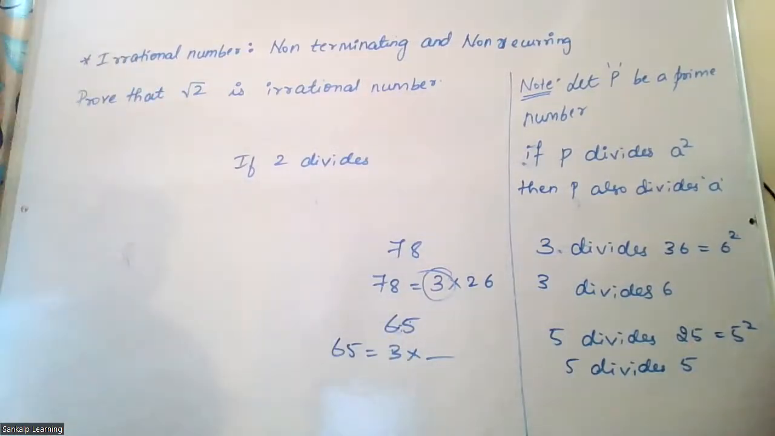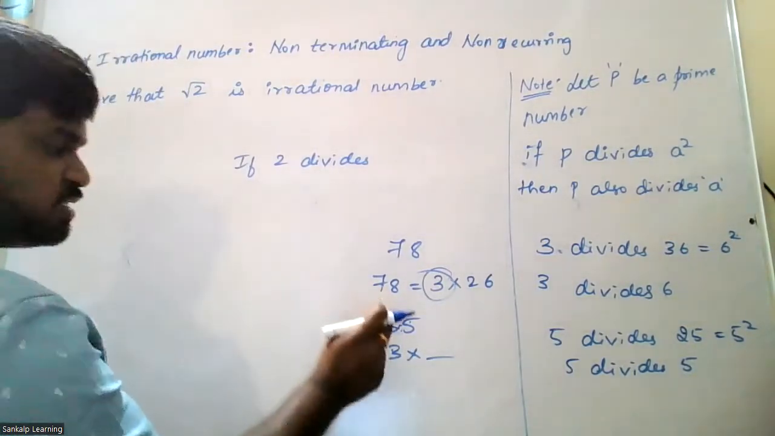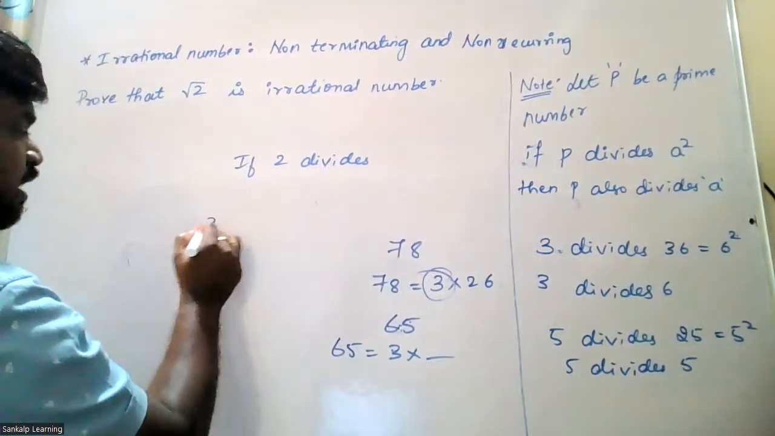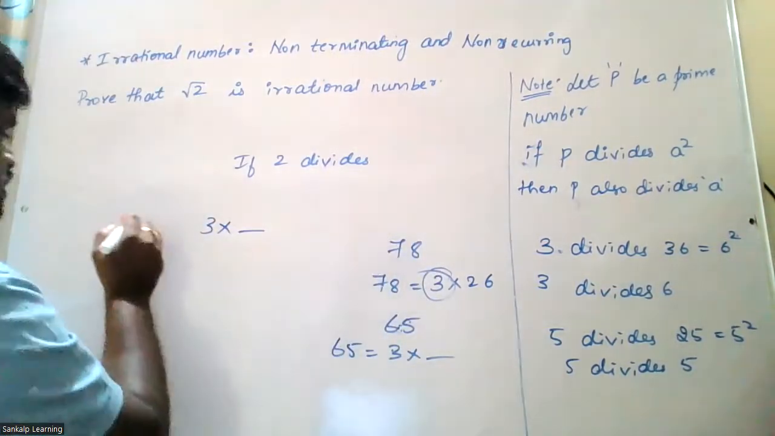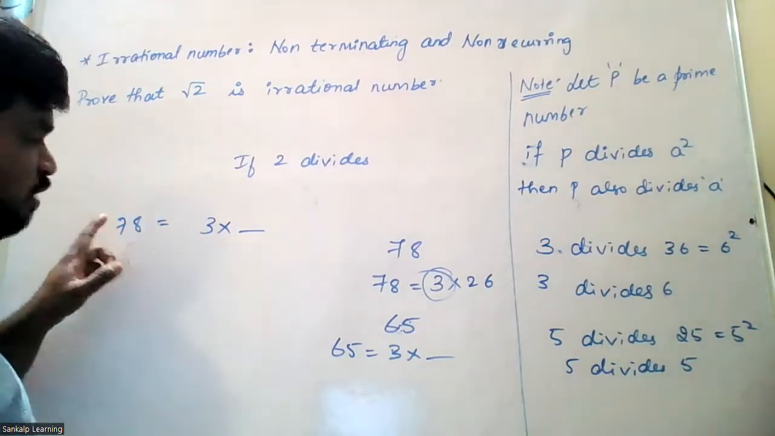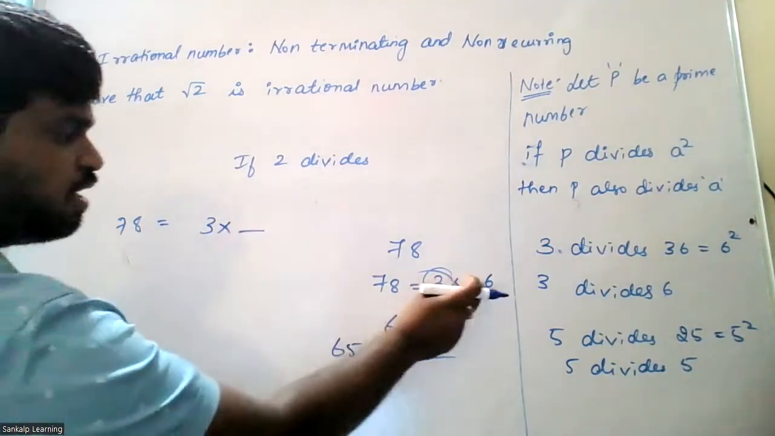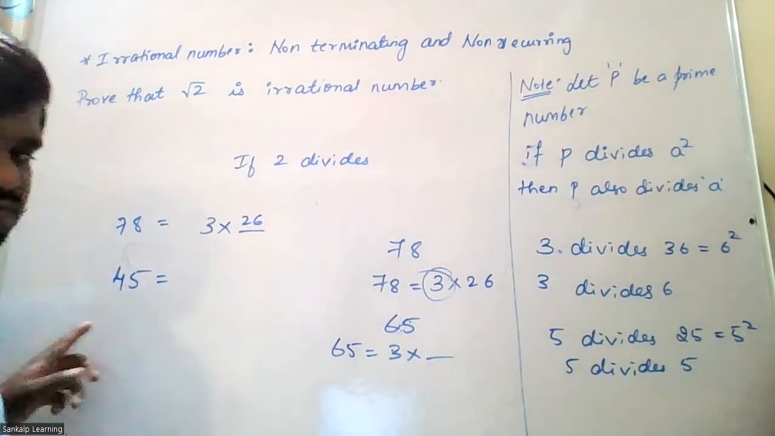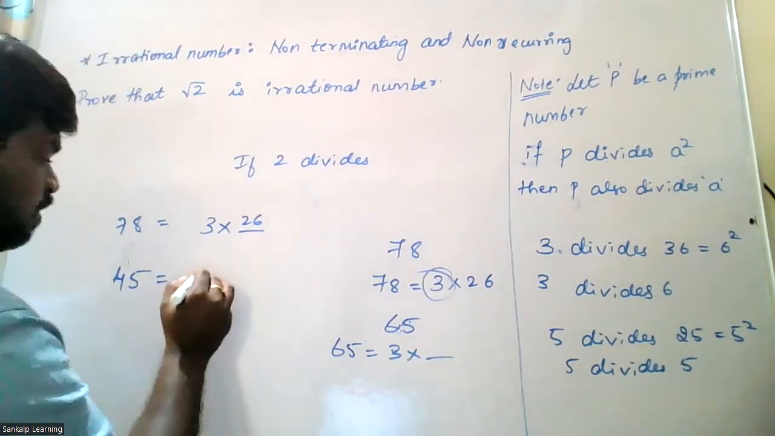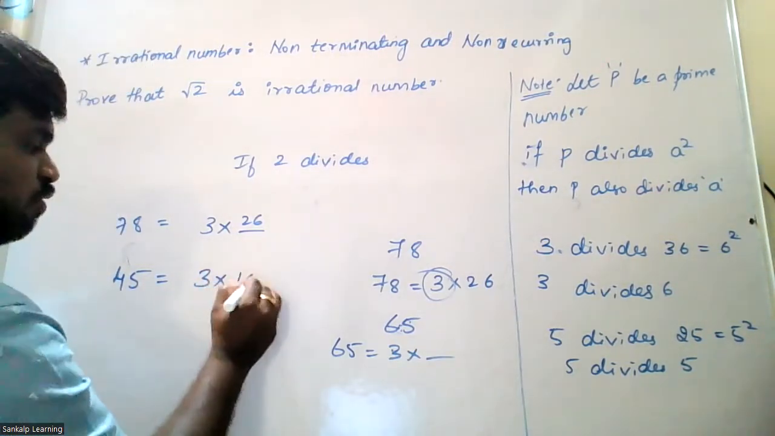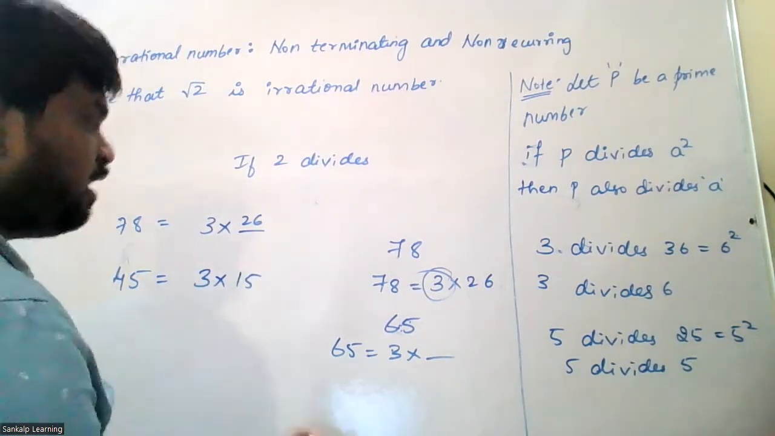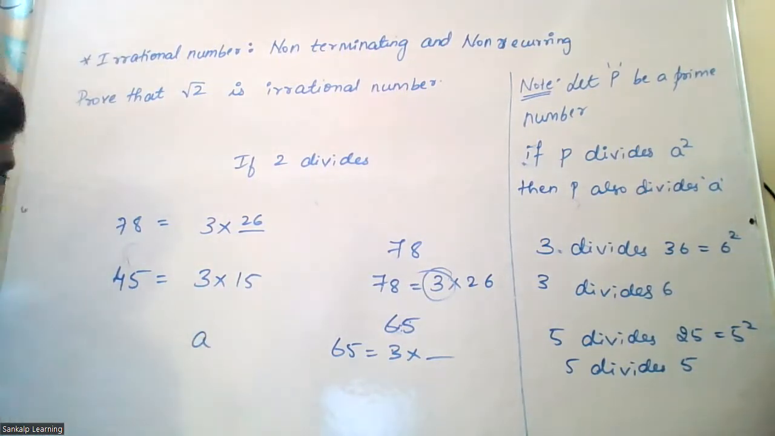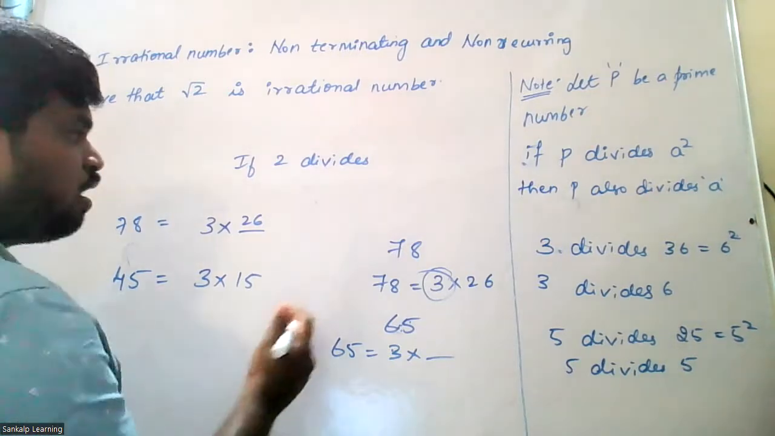So meaning, if a number is divisible by 3, then I can write it as 3 into something. Here in this case, 78 is divisible by 3. Therefore, 78 can be written as 3 into something. That something here is 26. Or let's take 45. Is it divisible by 3? Yes, it is divisible by 3. Therefore, I can write it as 3 into 15.